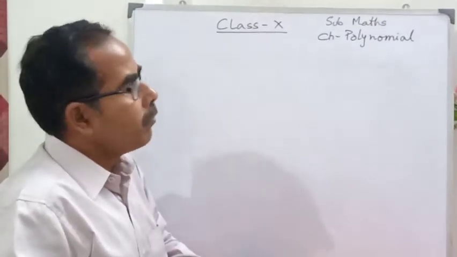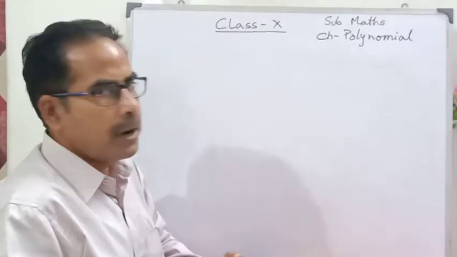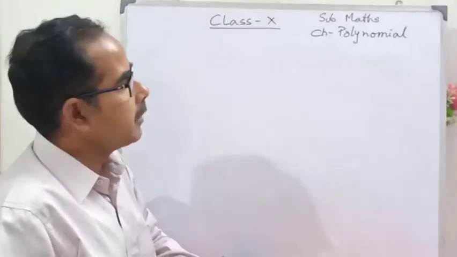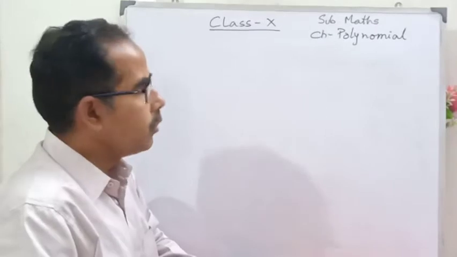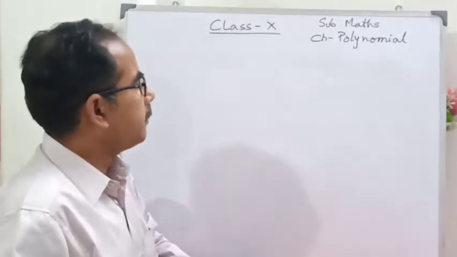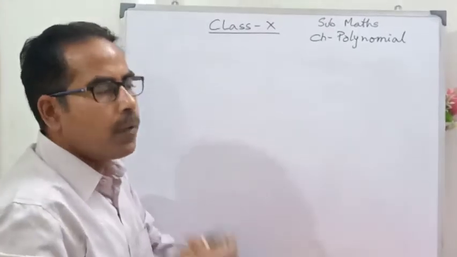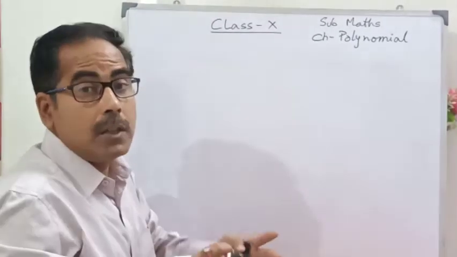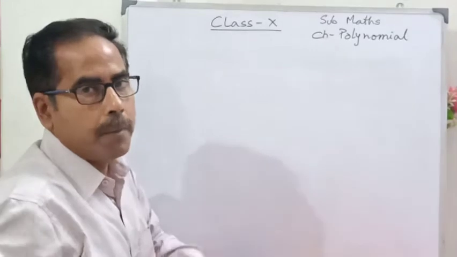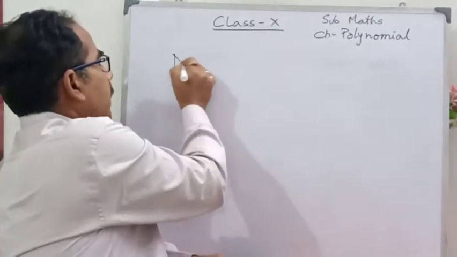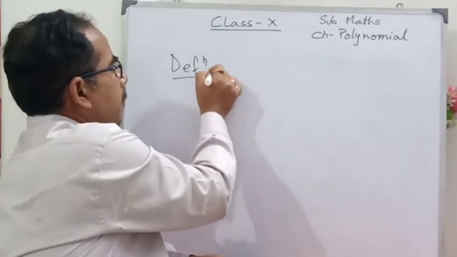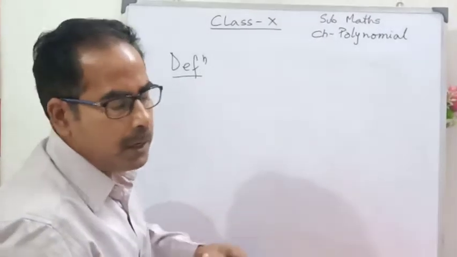Today we are going to start a chapter of class 10 in mathematics, that is polynomials. So let us start. First of all, in this chapter we have to know what is known as a polynomial, or what we know about the polynomial. Before that we have to know the definition of the polynomial. So actually, what is the meaning of a polynomial?